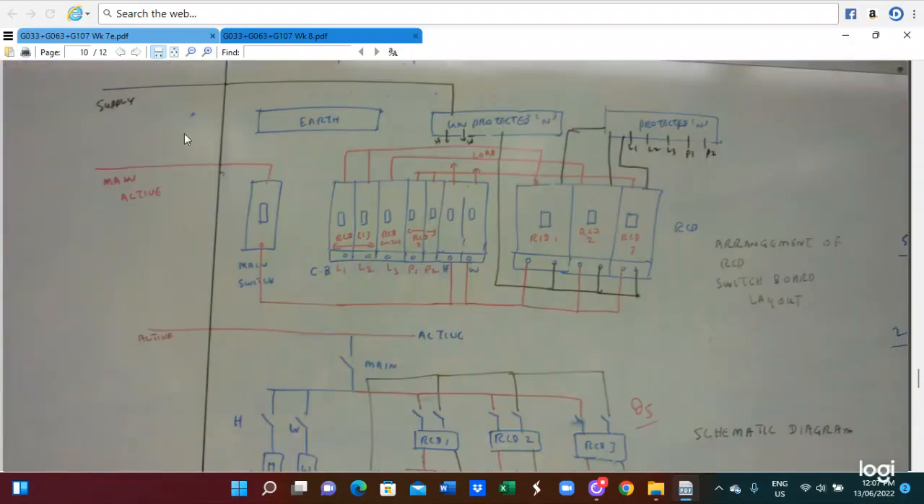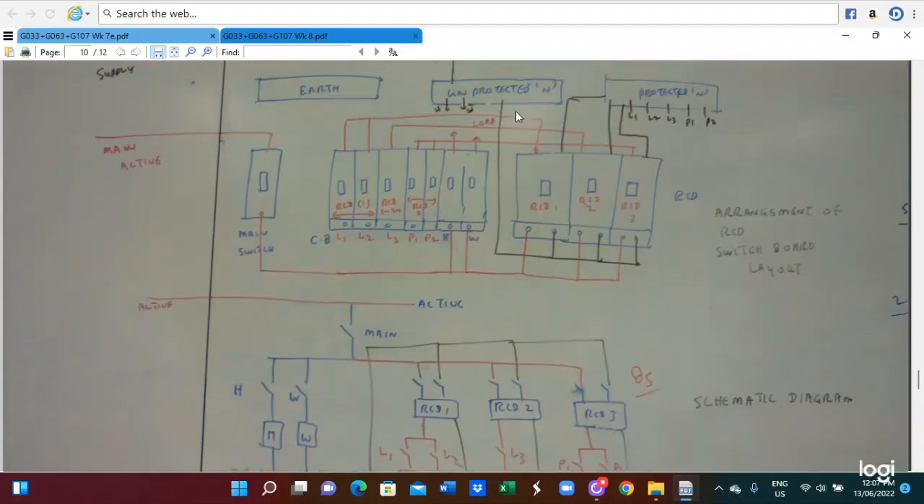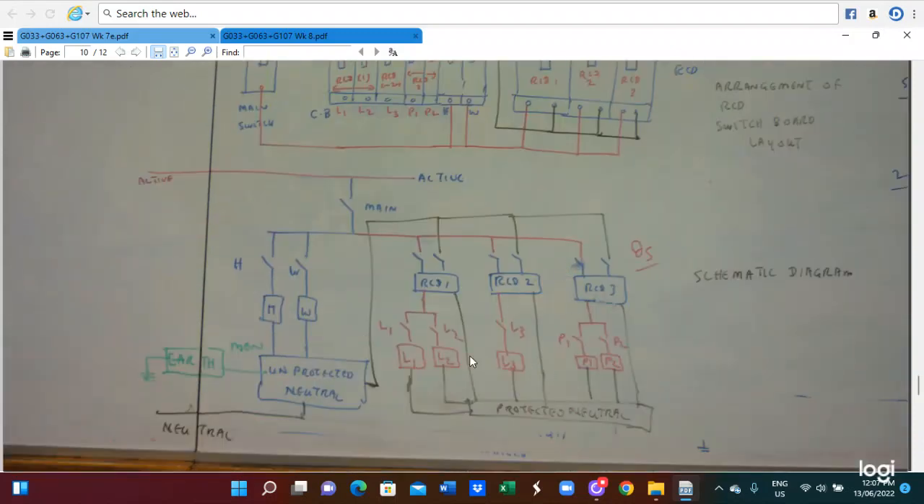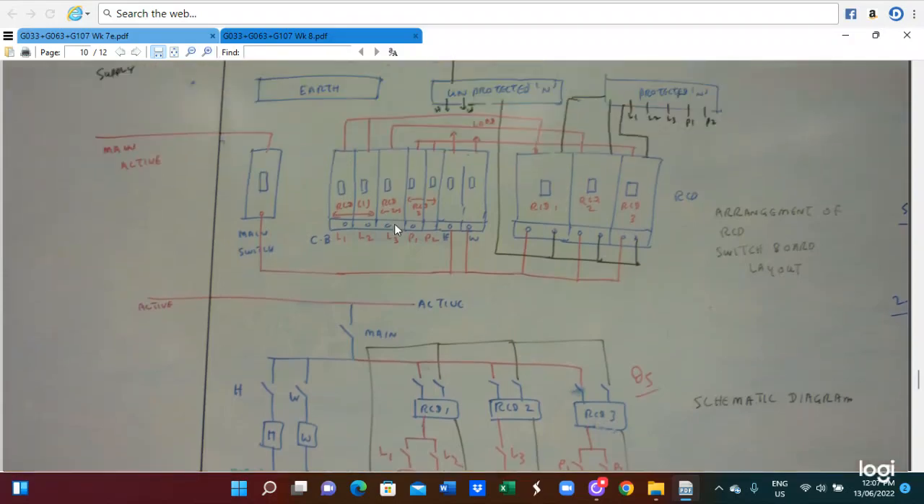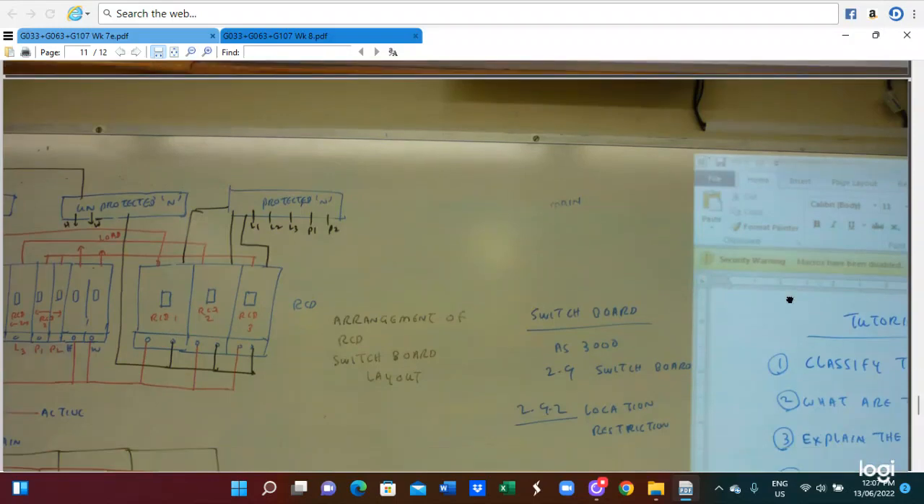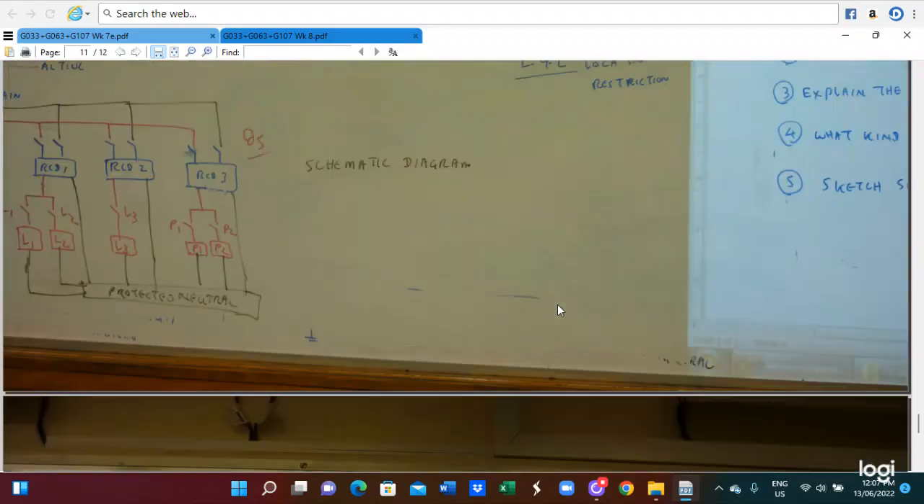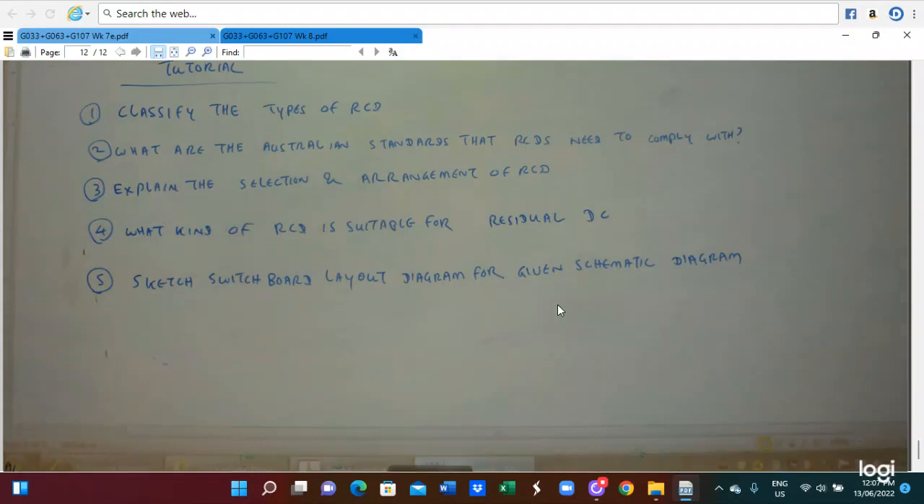So here is a typical supply arrangement for the RCD and the main switch. Supply switch at neutral link. And here we give the physical diagram. This is a circuit connection diagram of the supply, and this is for the physical arrangement of the switch. And then we will do that in the tutorial.